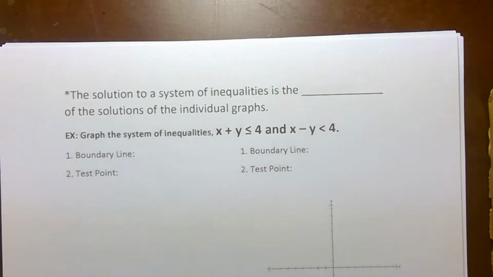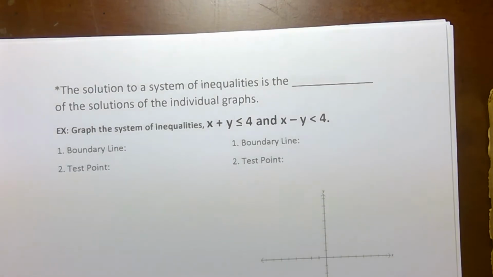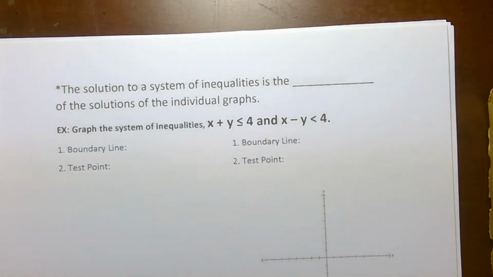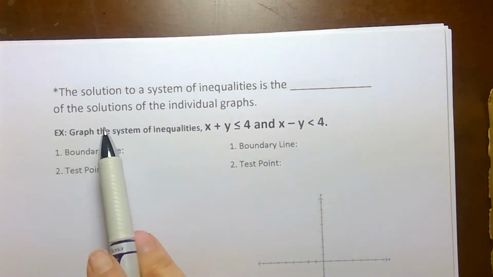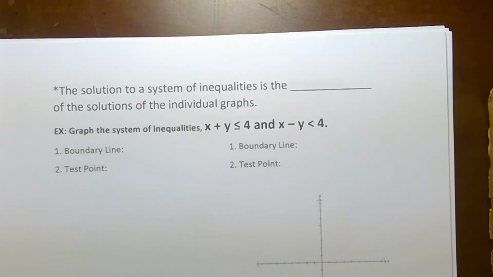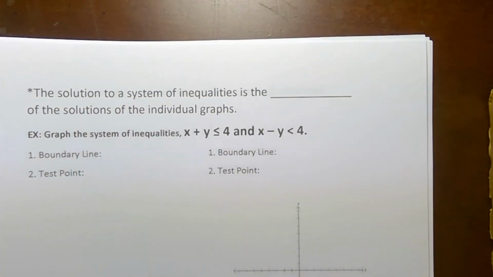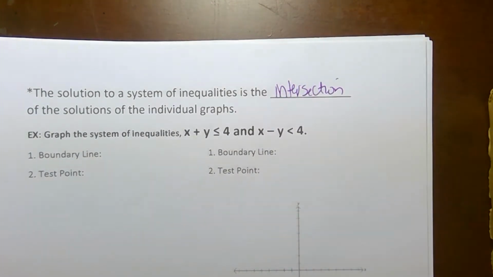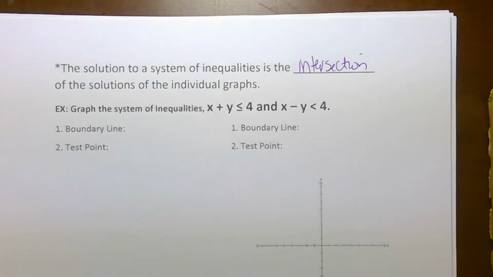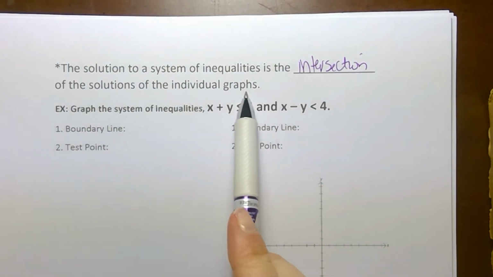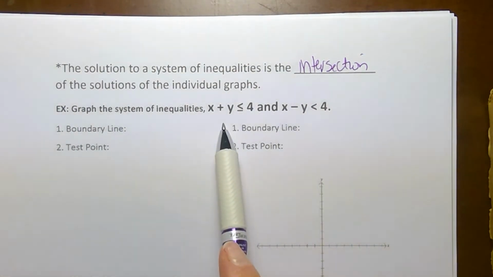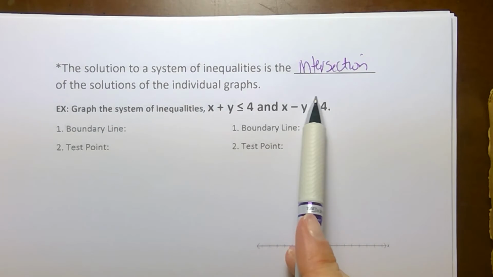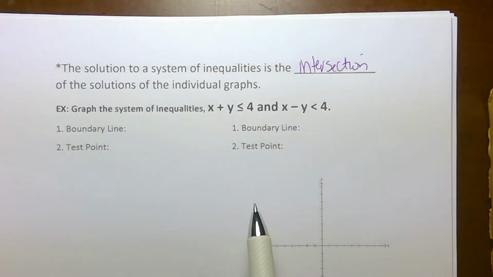solving an individual inequality to solving a system of inequalities. The solution to a system of inequalities is the intersection of the solutions of the individual graphs. So I need to think about, what is my solution set? Where am I going to shade for this equation? Where am I going to shade for this equation? And the solution to the system is where those two overlap.